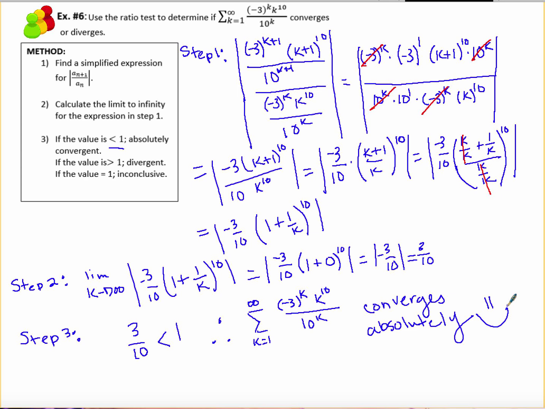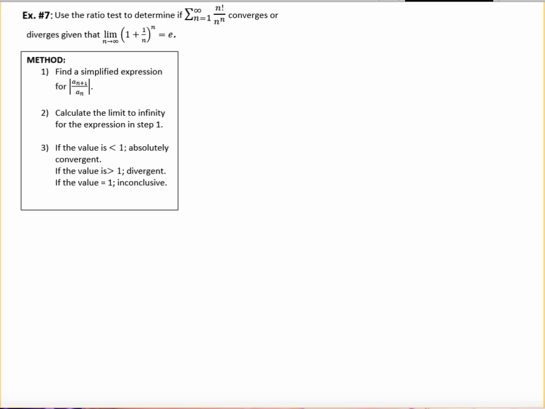Yay! All right. So let's try this next one. Here we go. Example number 7. Ooh, factorials, exponentials. This is a good one. Okay. Oh, I'm excited. So we're going to use the ratio test to determine if this thing converges or diverges. And then they also give us a little piece of information that's probably going to help us out later, that the limit as n goes to infinity of 1 plus 1 over n to the nth power is equal to e. Ooh, the natural base. So this is probably going to help us out in step 2, I'm guessing.